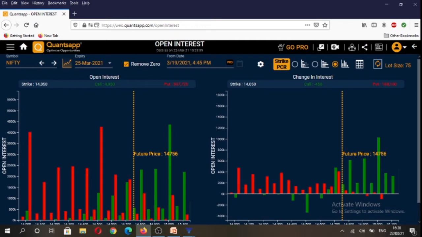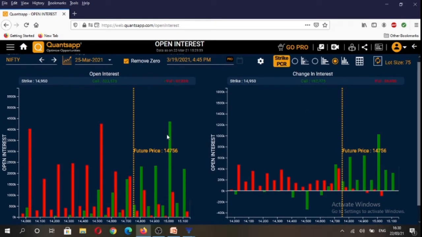If we analyze the overall open interest data, you will see that highest amount of calls have been written at 15,000 strike and highest amount of puts have been written at 14,500 strike. So it gives us a broad range of 14,500 to 15,000 on the index, with max pain being at 14,700 odd levels.